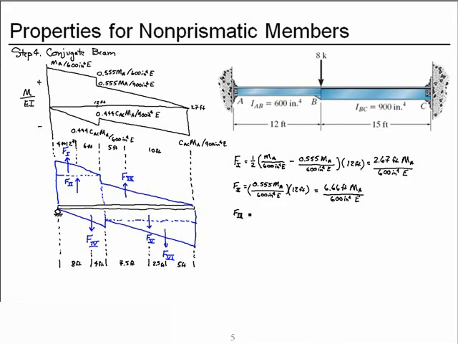Force 3. This one, it's triangular, so we have 1/2. The height of the triangle we said is the 0.555 MA over the larger moment of inertia, 900 inches to the fourth E, and that is 15 feet wide. So we get 4.16 feet times MA over the 900 inches to the fourth E.